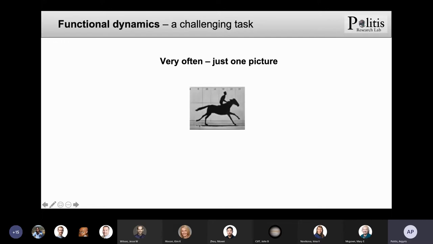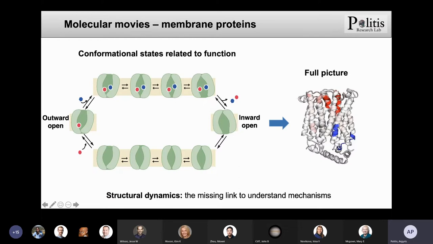We're trying to put together these individual pictures in order to create movies, in order to understand how proteins function. So, building molecular movies. For instance, here I give you an example of membrane transporters. They operate by alternating access from one side of the membrane to the other, and having information of as many states as possible, as you can see on the left side of the screen, we can build together an understanding of the structural dynamics of membrane proteins and the functional mechanisms underpinning them.